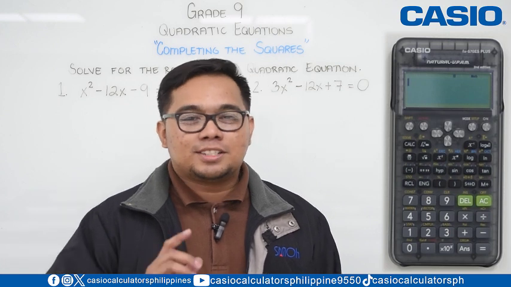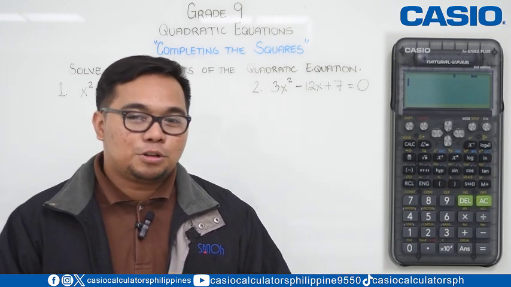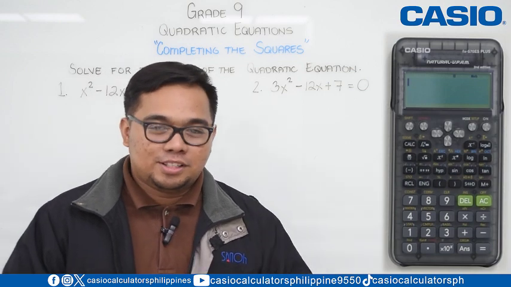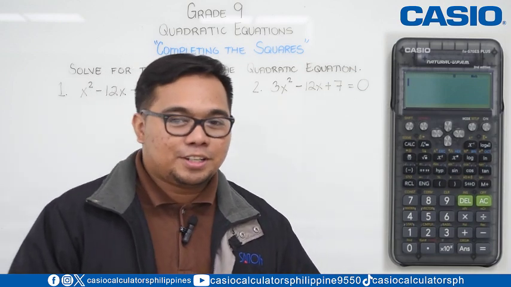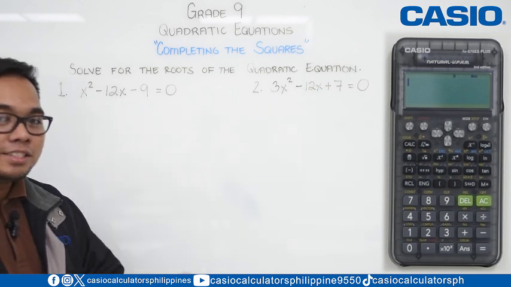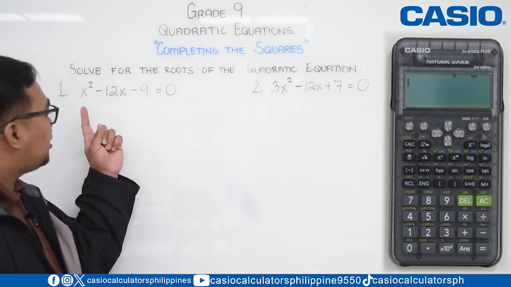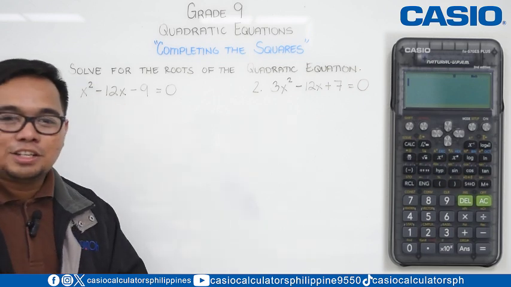And today we will discuss a grade 9 topic which involves a quadratic equation and solving for its roots using completing the square. Now we have here two quadratic equations to solve for their roots. So let's try and solve for the first one. So we have x squared minus 12x minus 9 is equal to 0.